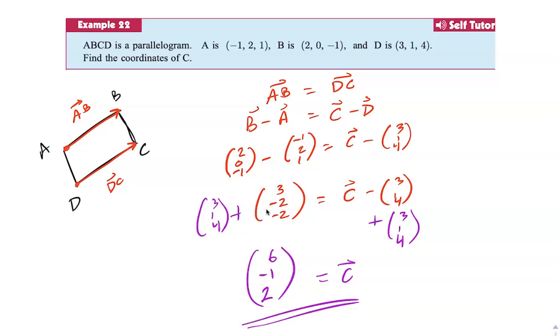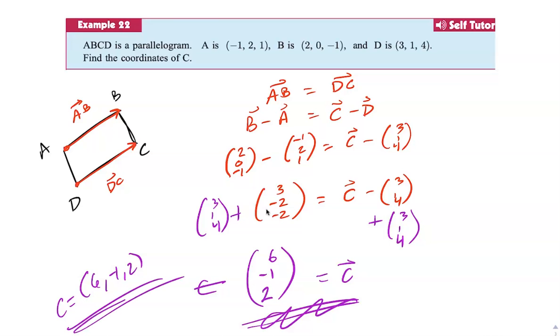Now, the question wasn't to find vector C, though. It was to find the coordinates of C, which means putting it in coordinate form. So 6, -1, and 2. That's the point C, which is the correct answer. It wasn't to find the vector OC. It was to find the coordinates of C, which would be this. And that's the idea. We are done.